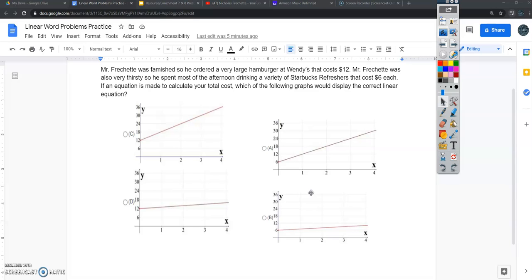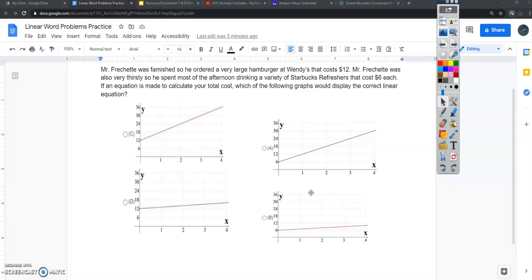Today they're going to help me get through this so we can help you guys with linear word problems. Today, it's a problem about Mr. Frechette. Mr. Frechette was famished, so he ordered a very large hamburger at Wendy's that cost $12. Mr. Frechette was also very thirsty, so he spent most of the afternoon drinking a variety of Starbucks refreshers that cost $6 each.